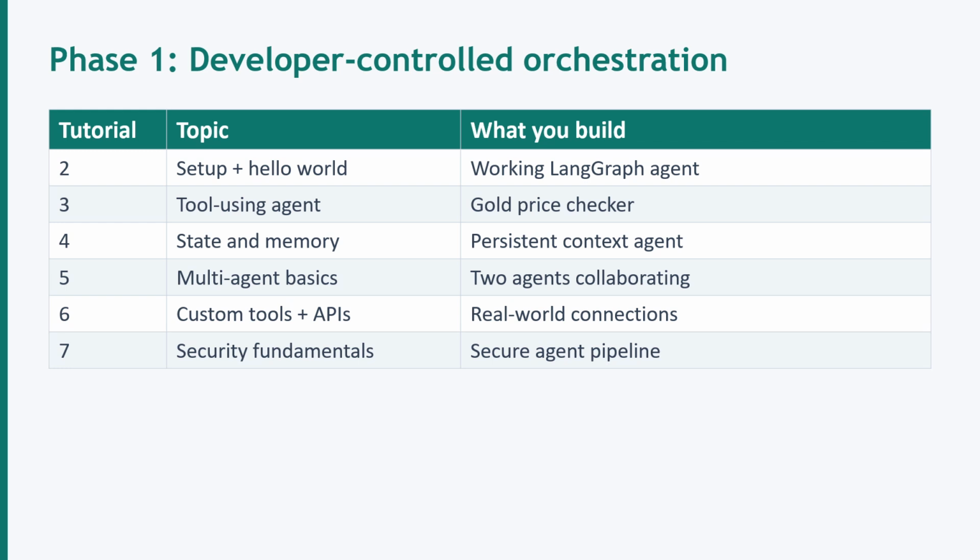In Tutorial 2, we'll set up a development environment and build our first agent. Tutorial 3 builds a tool-using agent that fetches live gold prices. Tutorial 4 adds memory, so the agent can track trends over time. Tutorials 5 and 6 introduce multi-agent systems and real-world API connections. And Tutorial 7 covers the security fundamentals you need when agents start interacting with the real world.